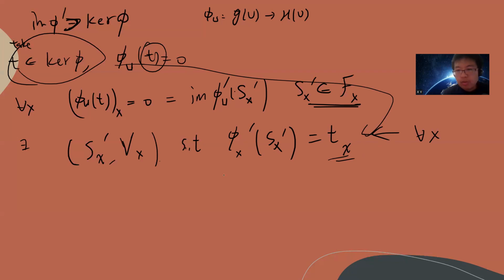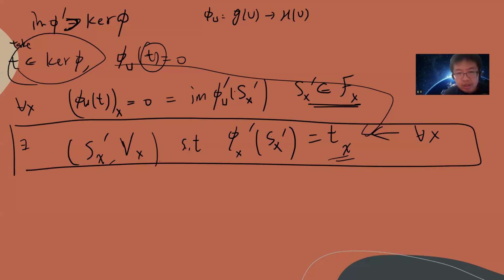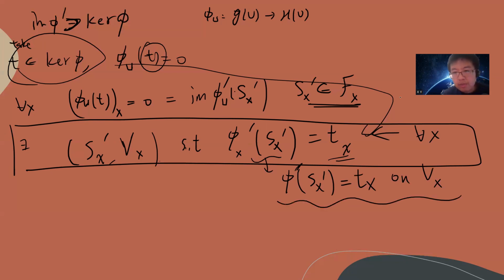Okay, so the next thing that we need to use is the gluing property. So this exists on this small interval. Because now we can choose a very small region such that phi prime of x prime equals t x on v of x. Okay, so we have this. On each point, I have a very small open set such that this is true. Okay, so now we just check the gluing property.